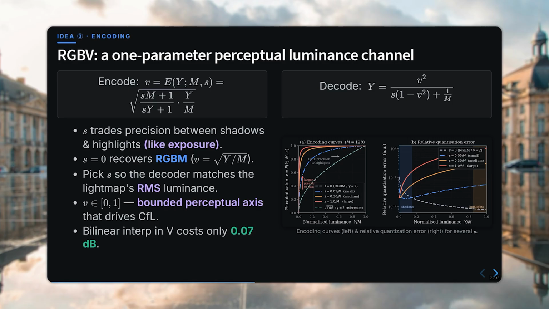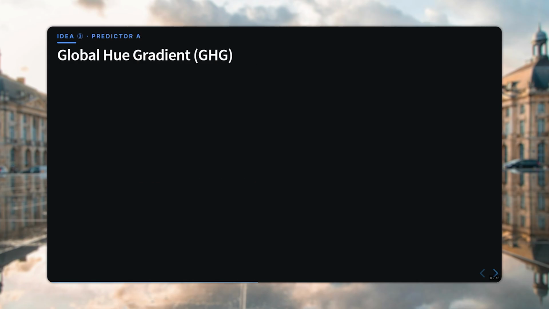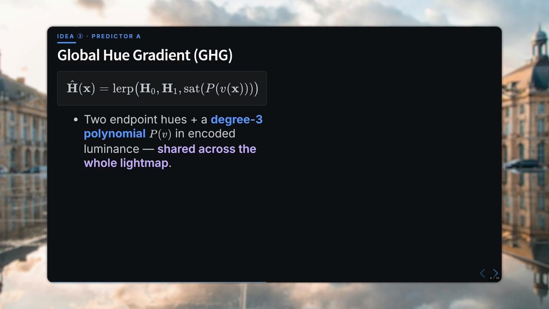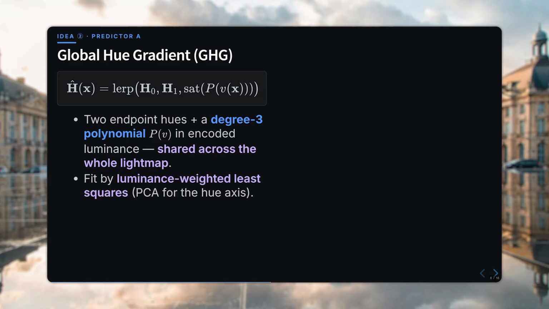And over on the right, you can see the encoding curves along with the relative quantization error for a few different values of S. So the first predictor is the global hue gradient, or GHG. The idea is that we interpolate between two endpoint hues, and that interpolation is driven by a polynomial in the encoded luminance. So concretely, we have two endpoint hues plus a degree 3 polynomial in the encoded luminance, and all of that is shared across the whole light map.